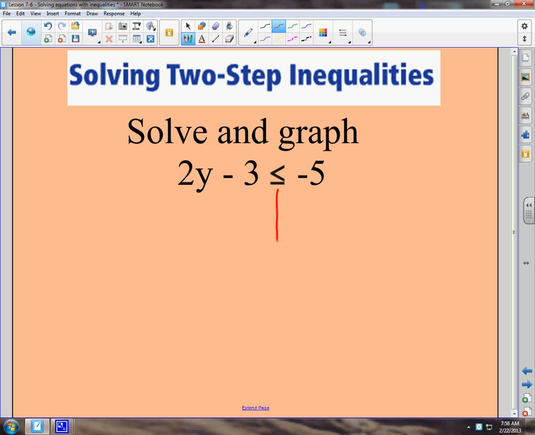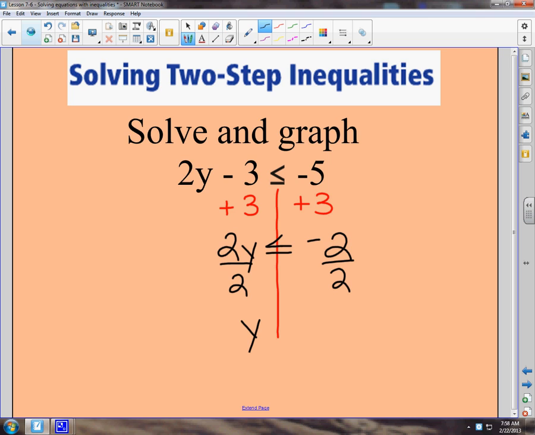Okay, so I'm going to draw my line. I'm going to add 3 to both sides. So then I have 2y is less than or equal to -5 plus 3 is -2. And then I divide by 2 on both sides. So y is less than or equal to -1.